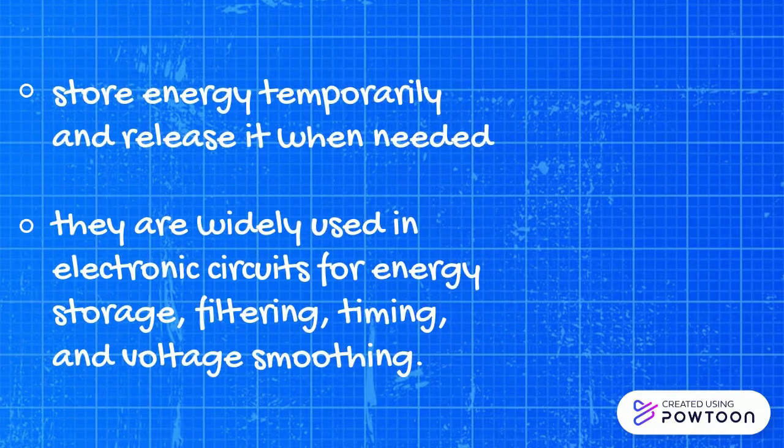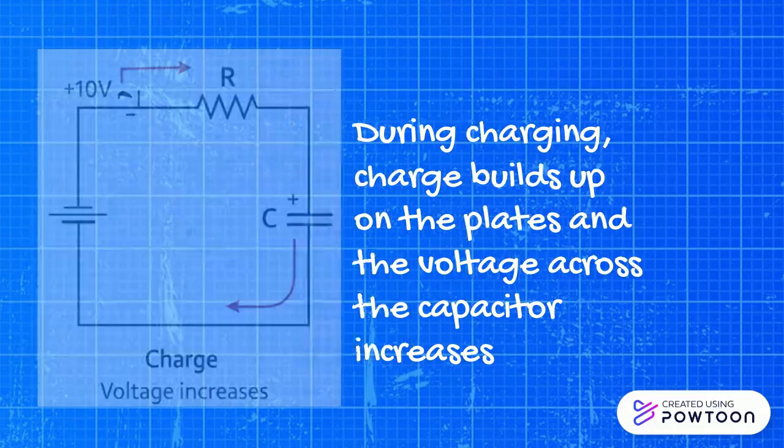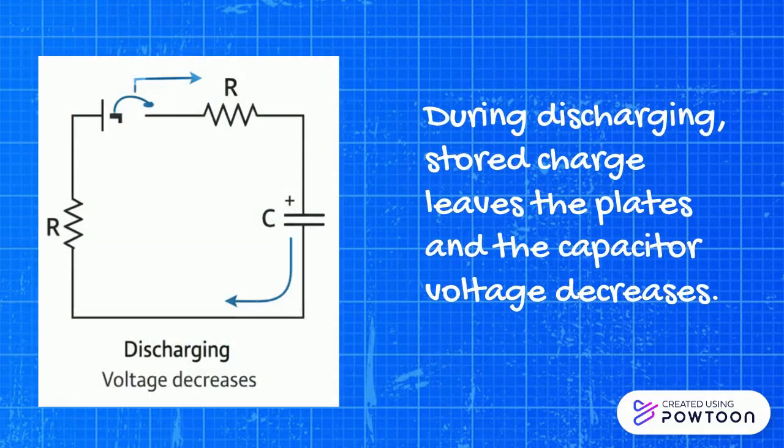Capacitors store energy temporarily and release it when needed. Because of this property, they are widely used in electronic circuits for energy storage, filtering, timing, and voltage smoothing. Capacitors can charge and discharge. During charging, charge builds up on the plates and the voltage across the capacitor increases. During discharging, stored charge leaves the plates and the capacitor voltage decreases.